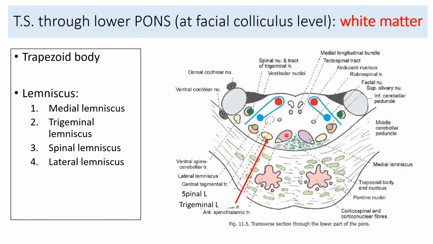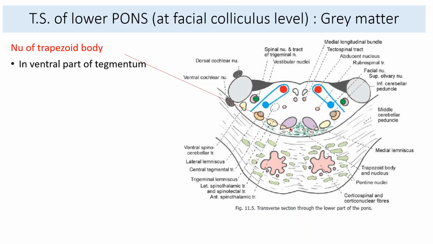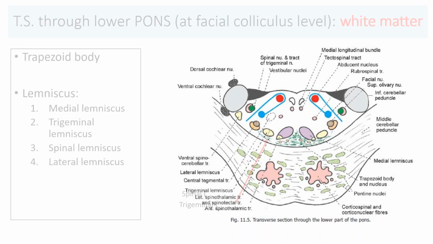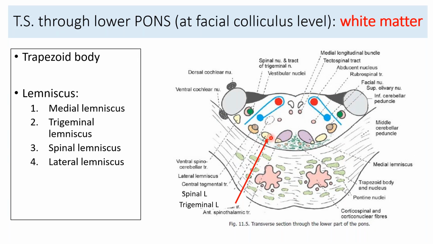Then you have the trigeminal one. So after medial lemniscus, this is the trigeminal lemniscus. After trigeminal, you have the spinal lemniscus, and then you have the lateral lemniscus. Remember it like MTSL: medial, trigeminal, spinal, and lateral lemniscus. In this order the ascending tracts will be seen, and the median most is the trapezoid body. So this is the order, and these are the four lemniscal systems which are arranged from medial to lateral side.